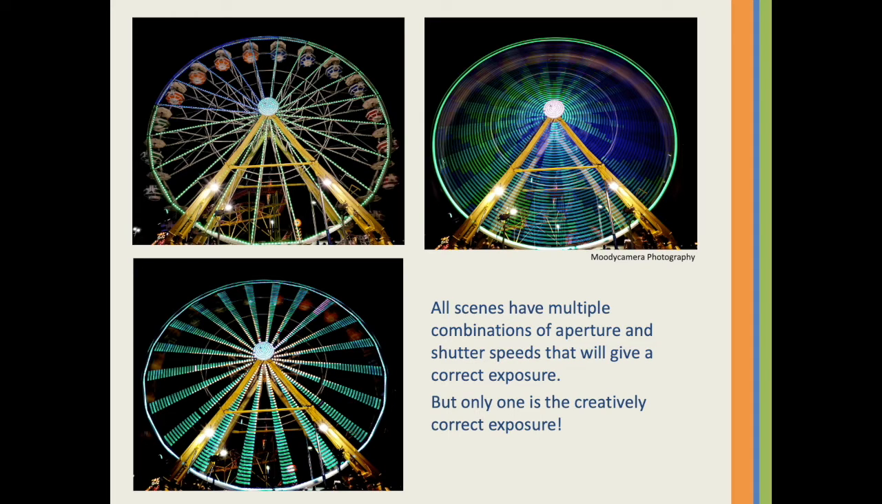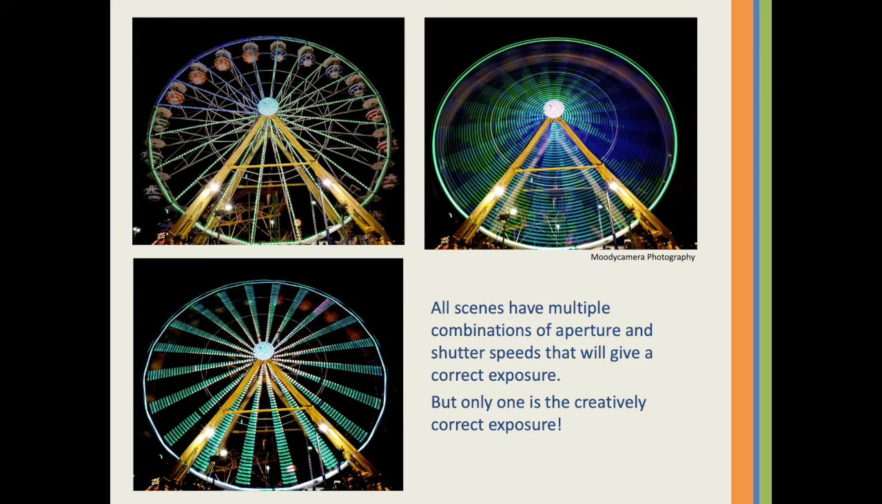So if we look on the top left, we do not see any movement. We have a shutter speed that really froze the action. On the bottom right, we start seeing movement. We have a slower shutter speed. On the upper right, we have a very slow shutter speed.